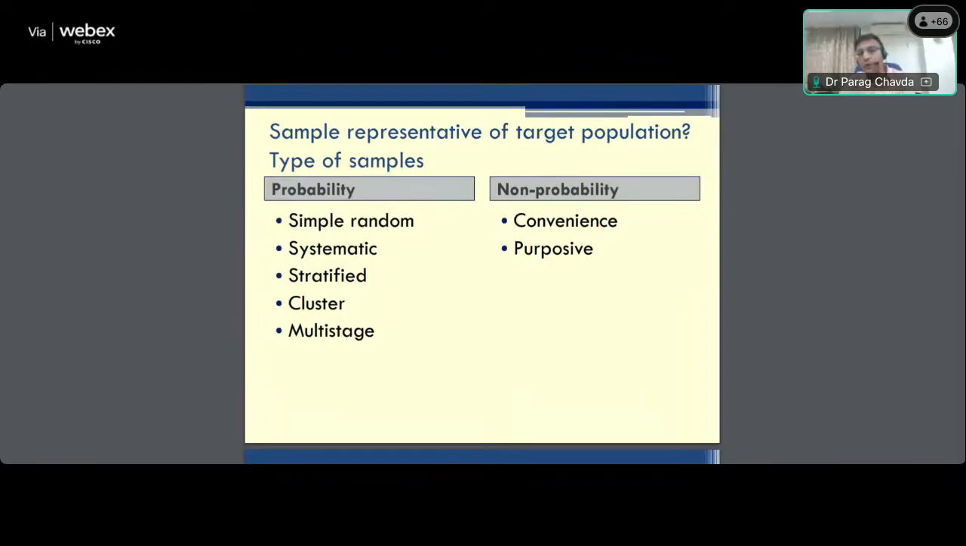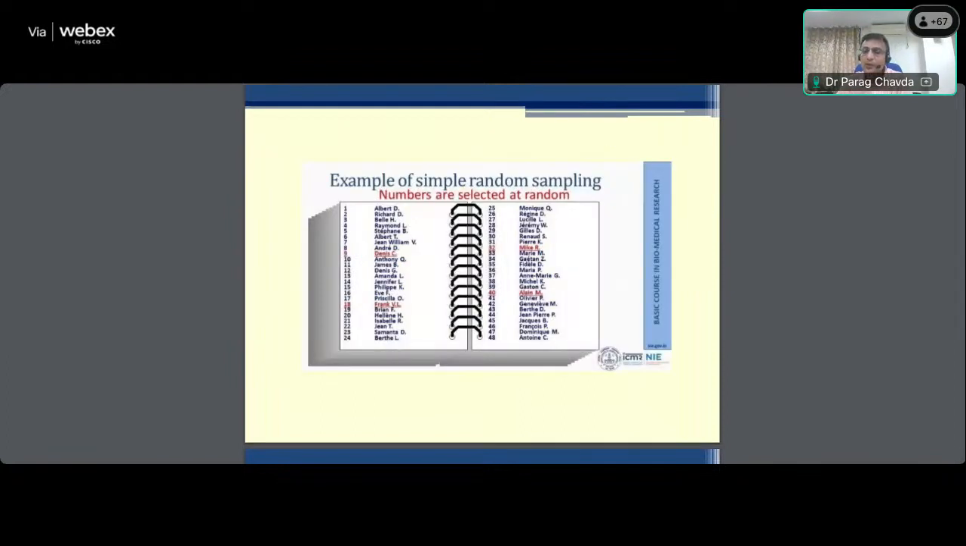What is usually used in quantitative research is probability samples, and there are multiple methods. You would have come across the names: simple random, systematic, stratified, cluster, and multi-stage. Now let us look at them very quickly. So simple random is theoretically very simple, practically a little difficult.